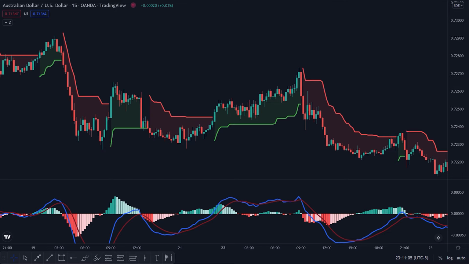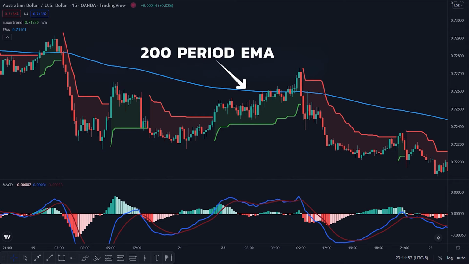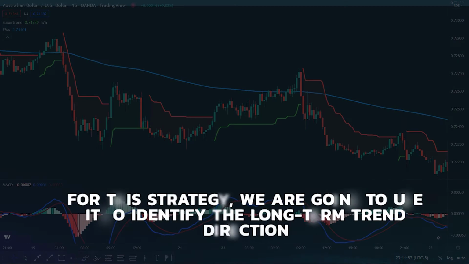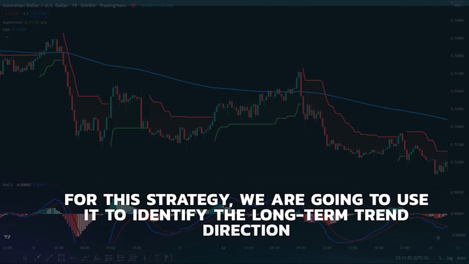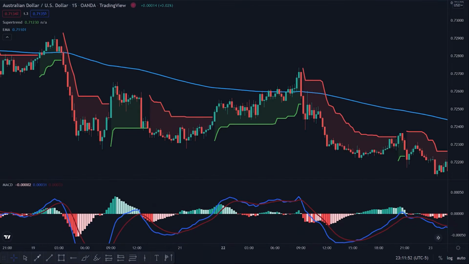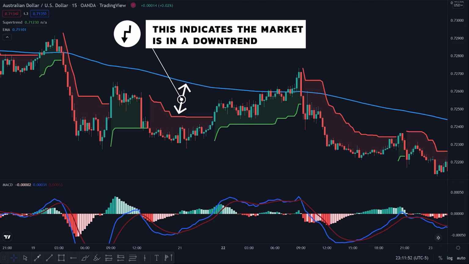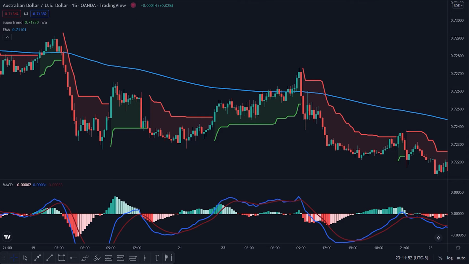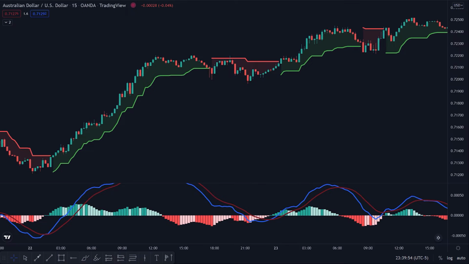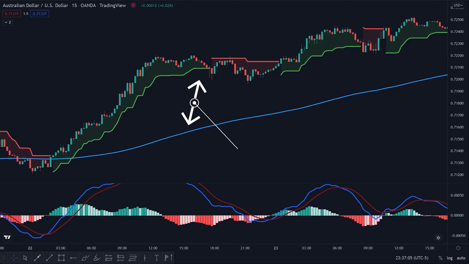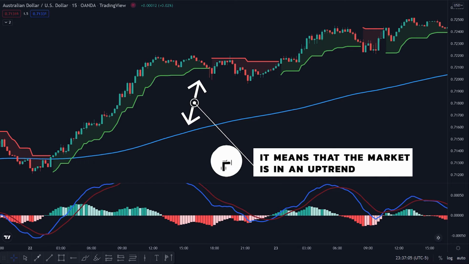This brings up our last indicator, which is the 200-period EMA. For this strategy, we're going to use it to identify the long-term trend direction. If the price is below the EMA, this indicates the market is in a downtrend, so we would be looking out strictly for short positions. If the price is above the 200-period EMA, it means that the market is in an uptrend, and we would look only for long positions.